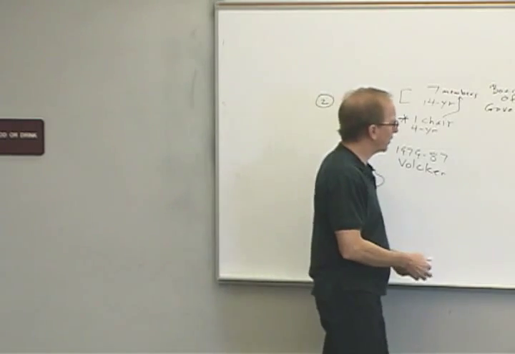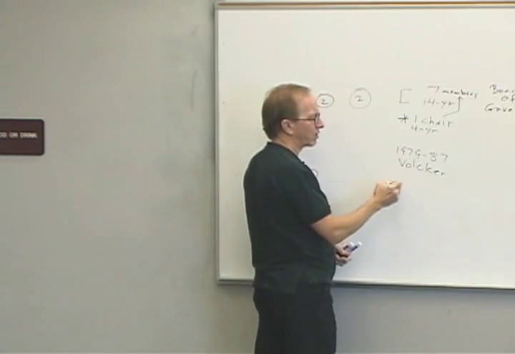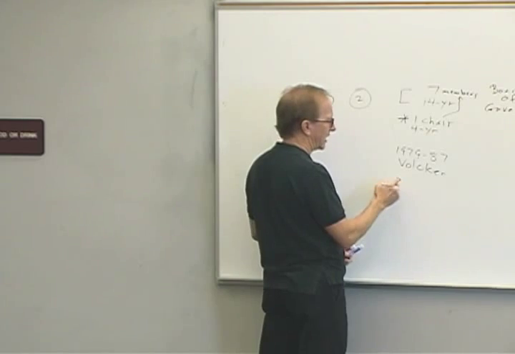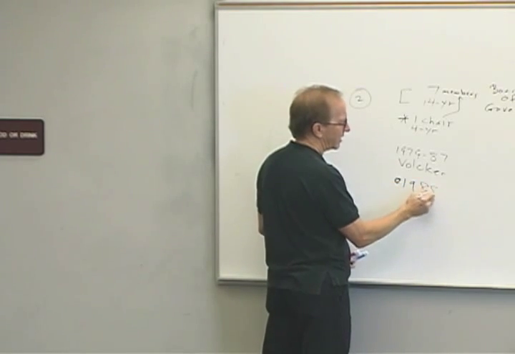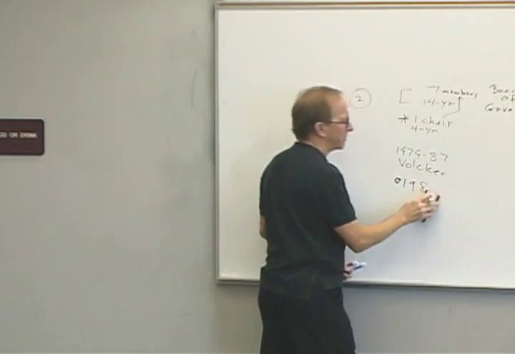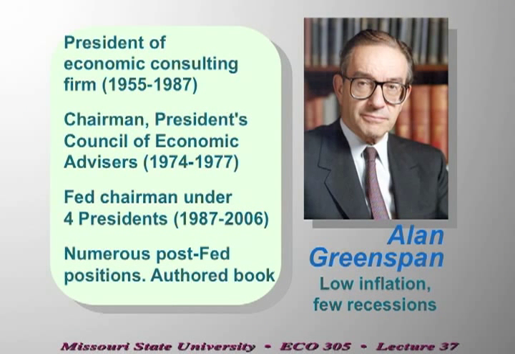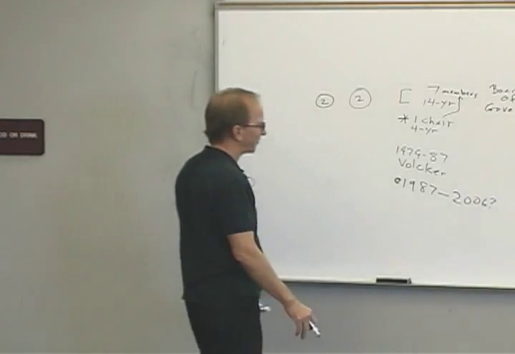We had a guy named Greenspan that came after Volcker. Greenspan, 1988. I guess he took office in the middle of 1987 and stayed in office until, I don't know what year, 2000, does anybody know? Maybe 2006, I'll put a question mark out there. And so he was in office for an awful long time. What do we think about that?